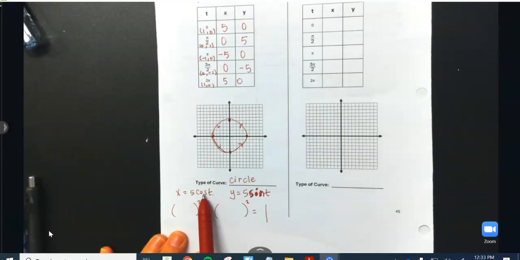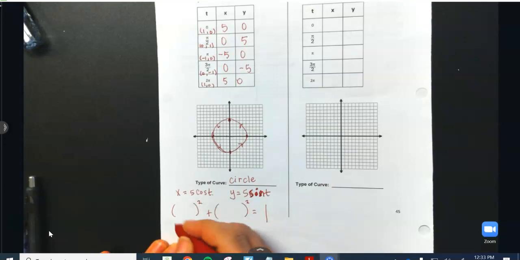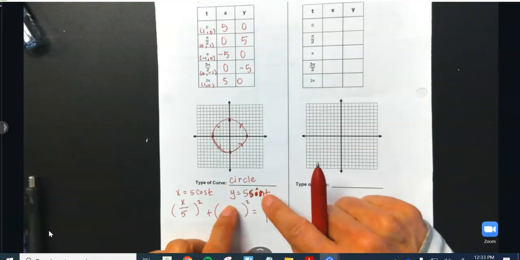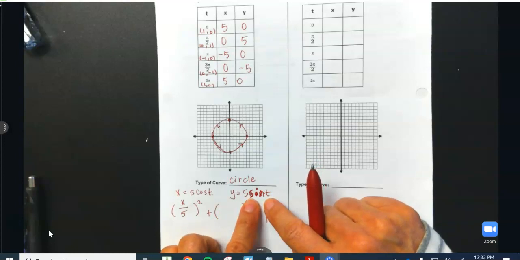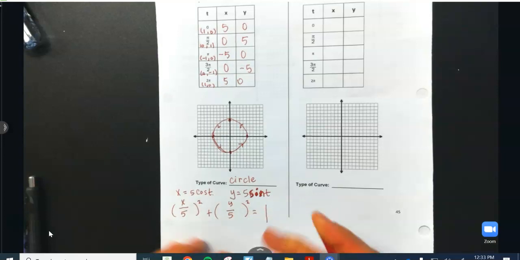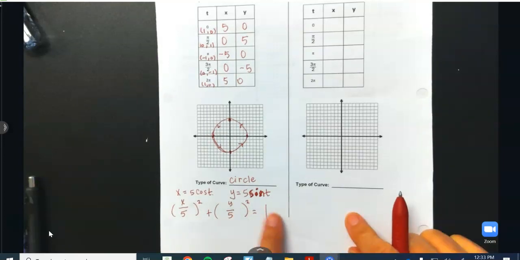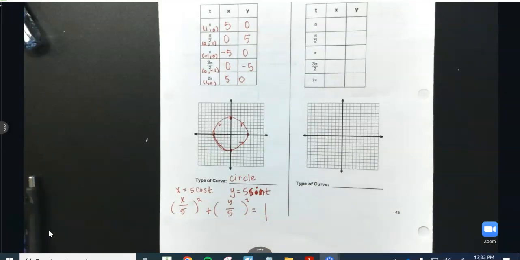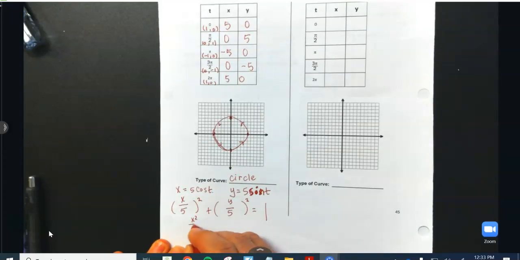So this cosine needs to be isolated. So we need to move the 5. We need to divide both sides by 5. So x divided by 5 is cosine. How would we get sine by itself? Divide both sides by 5. So this is the sine value. If you notice, the letter t is nowhere, so we're progressing to a rectangular equation. And we can do order of operations. We can square the top and we can square the bottom.